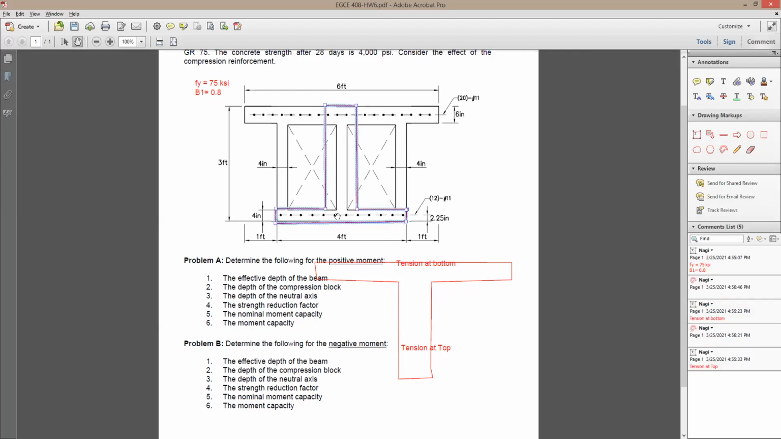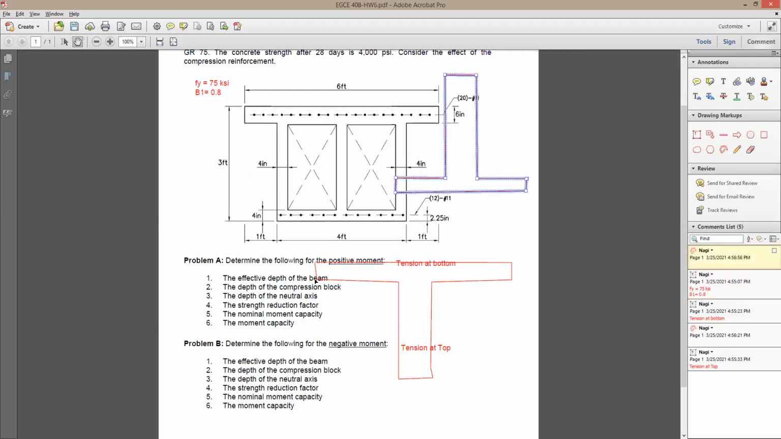It's gonna be here, the width of the flange. This, when it comes to which moment? Negative moment, when the tension is given in the top, compression is gonna be here. Now, for each one of these cases, it says determine the effective depth of the beam.